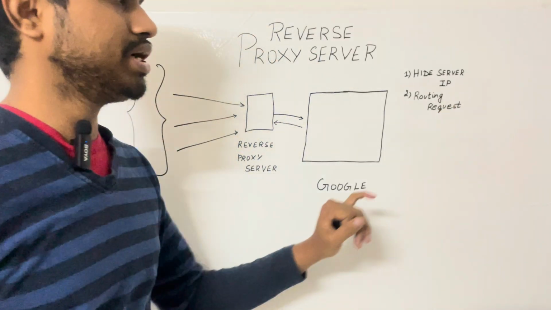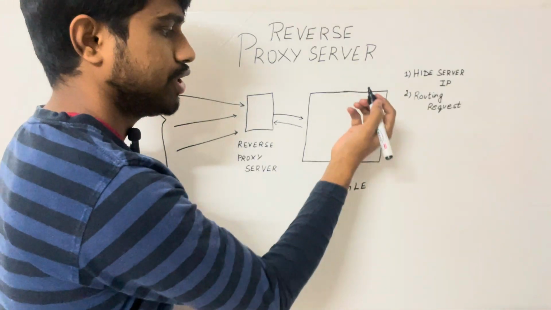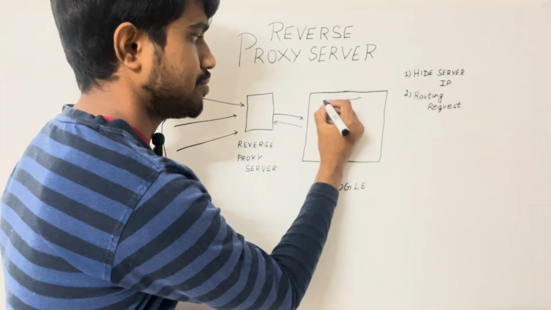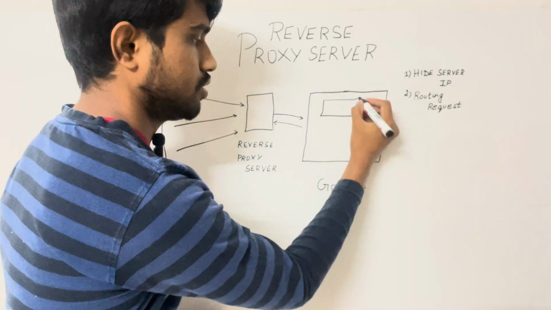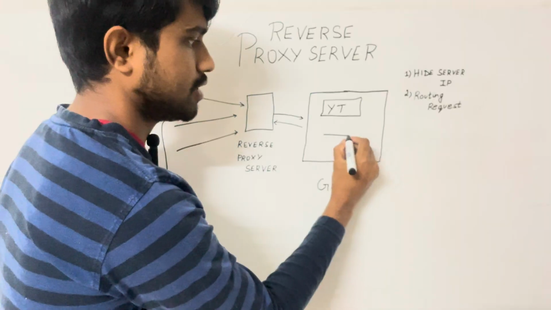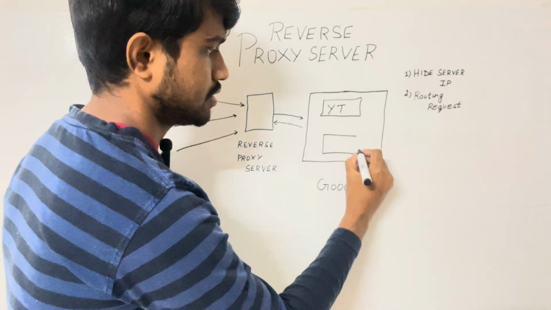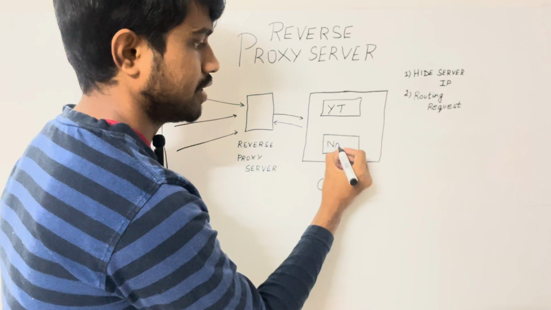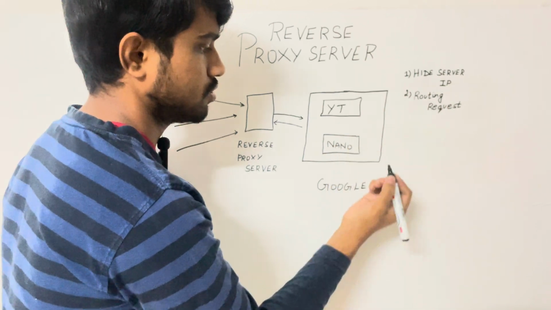So what do I mean by routing requests? Say for example, Google's computer has two servers. One to send back YouTube videos, and another one is Nano Banana.